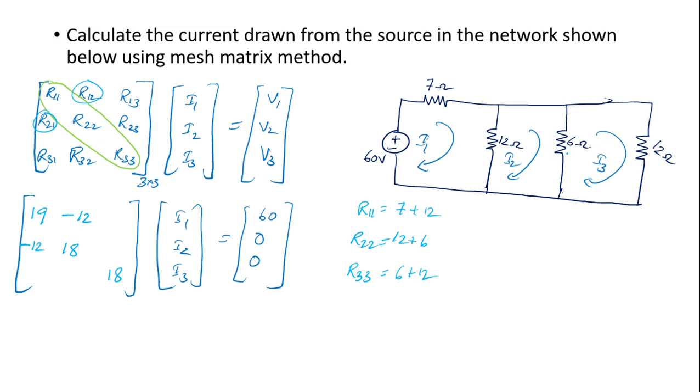Then R13 is the resistance common to mesh 1 and 3, that is 6 ohm. So here it will be minus 6. Not minus 6, R13 is, my mistake. R13 is the resistance common to mesh 1 and mesh 3. So you can see for mesh 1 and mesh 3, there are no common resistors. I'm really sorry, that was my mistake. For meshes 1 and 3, there are no common resistors, so the value is 0.